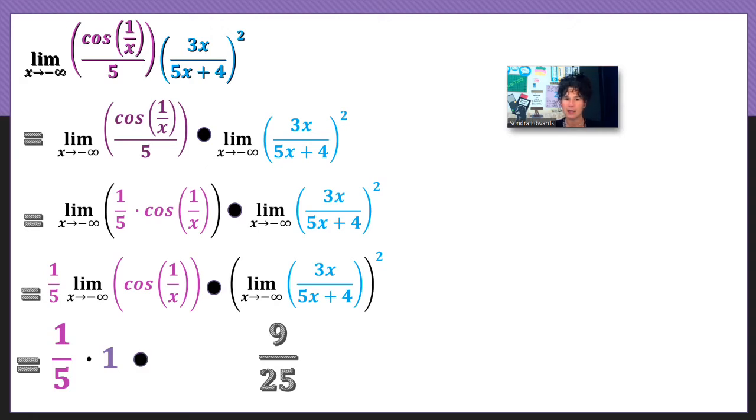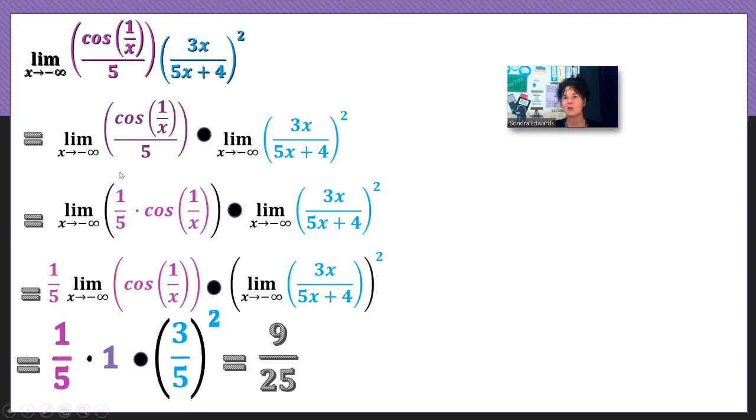Right, then multiply, and then on to this one. The limit as x goes to negative infinity of 3x over 5x plus 4, they're getting larger at the same rate. They're both linear, so we're going to have a horizontal asymptote at 3/5. So the answer to this one would be 3/5, and we can square it after the fact. And so if we take 1/5 times 1, we get a fifth, times 3/5 times 3/5, and we get 9 over 25. And that's our final answer.